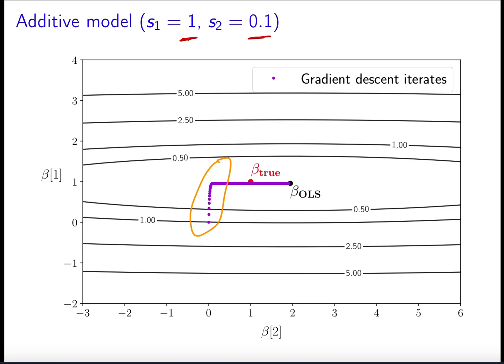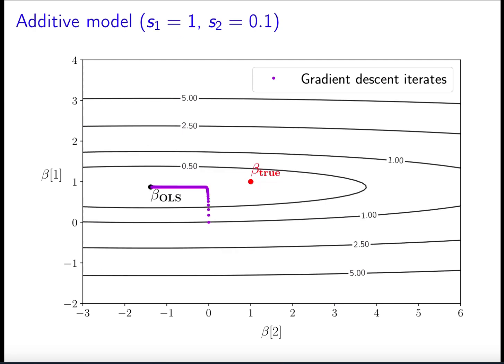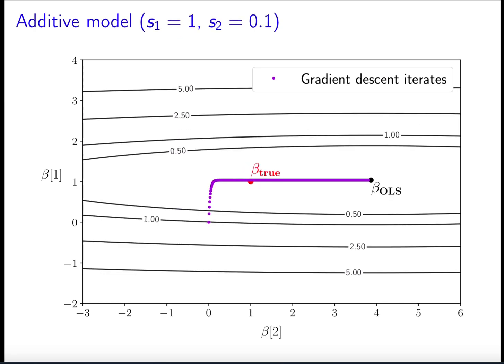But in the other direction, it takes ages. So you first make a lot of progress in one direction, and then eventually you've already reached your goal in the direction of that singular vector, but then gradient descent takes ages to actually reach the ordinary least square solution because of the slow progress induced by that small singular value. Okay, and we see that over and over again.